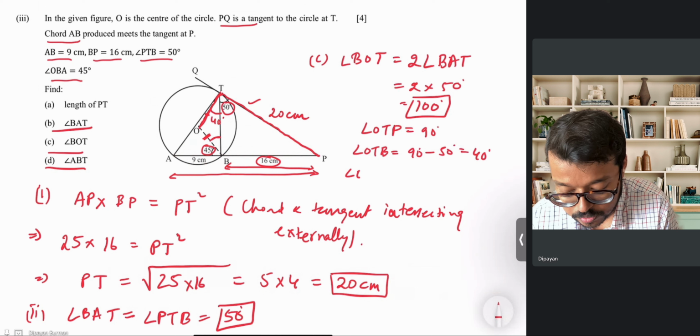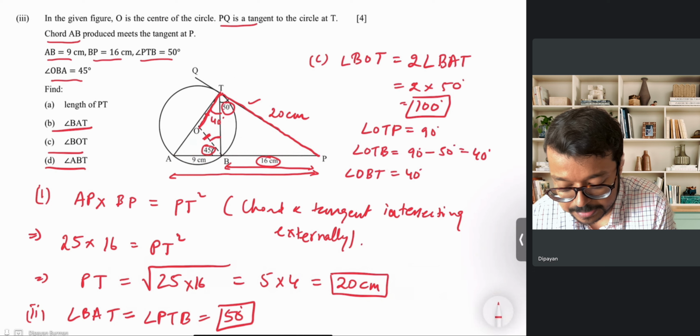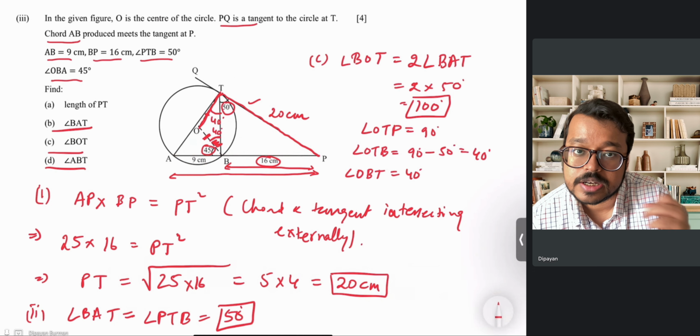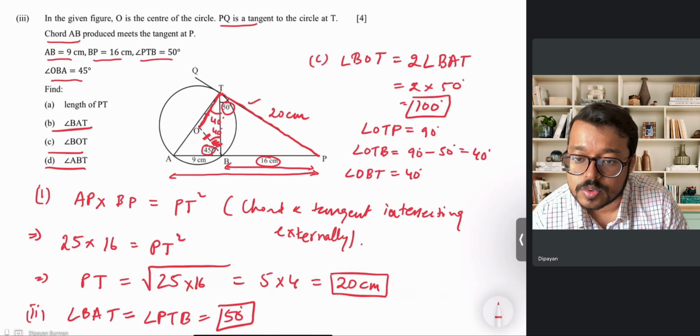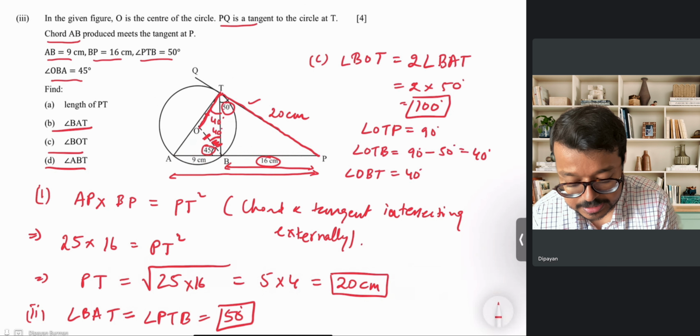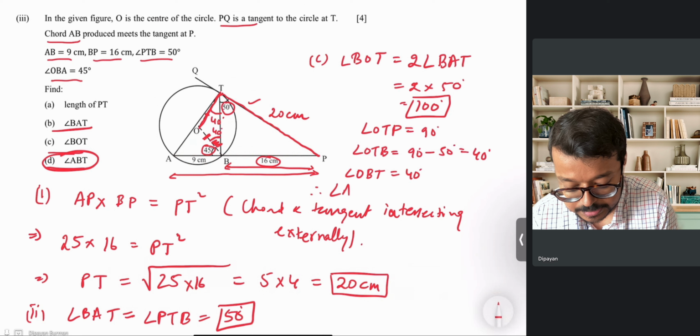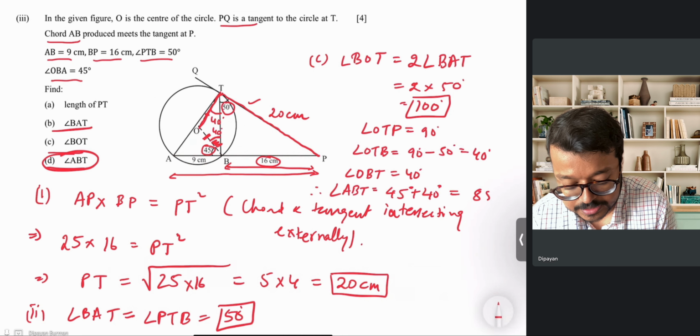Therefore, angle OBT is also 40 degree. Base angles of isosceles triangle. So you need to write all that reasoning, that radius OT and OB are equal, then angle OTB and OBT are base angles of isosceles triangle, and then the last thing is to find angle ABT. So angle ABT will be 45 degree plus 40 degree, which is 85 degree.